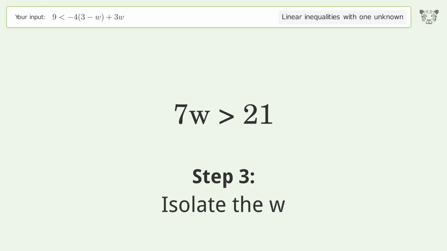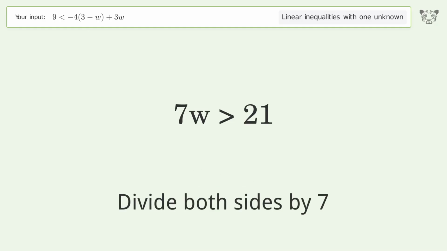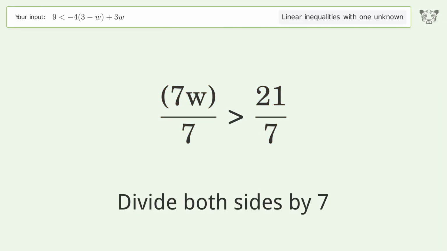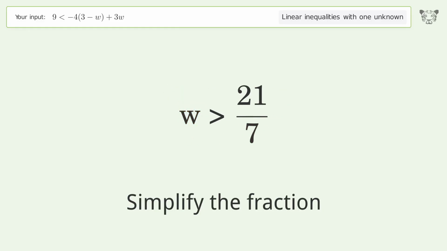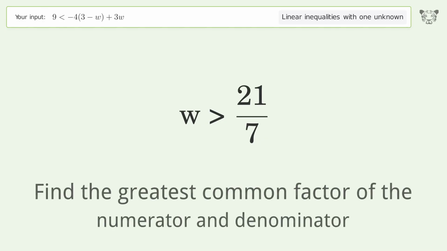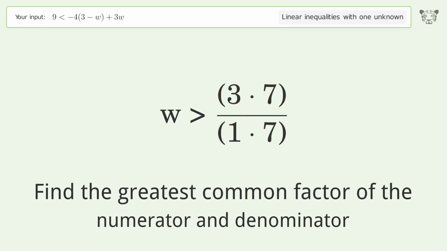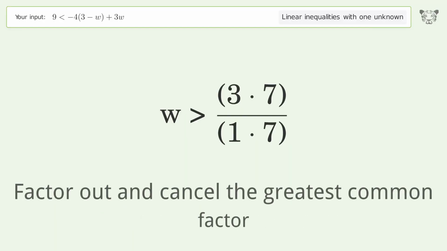Isolate the w. Divide both sides by 7. Simplify the fraction. Find the greatest common factor of the numerator and denominator. Factor out and cancel the greatest common factor.